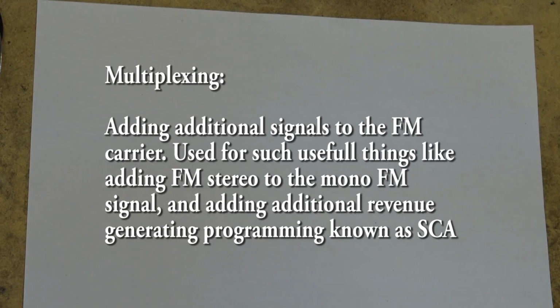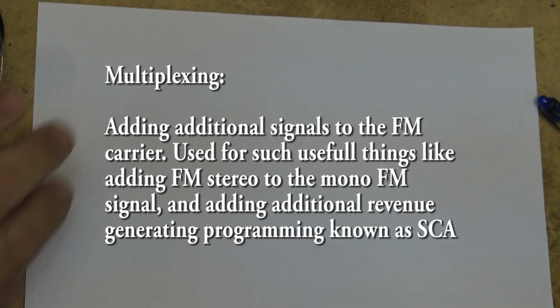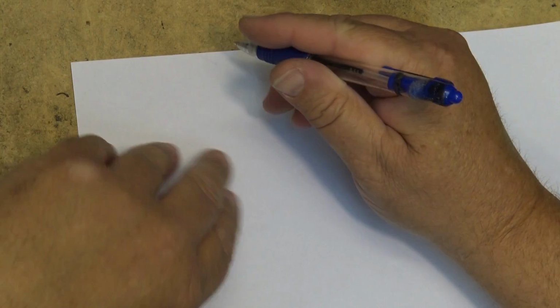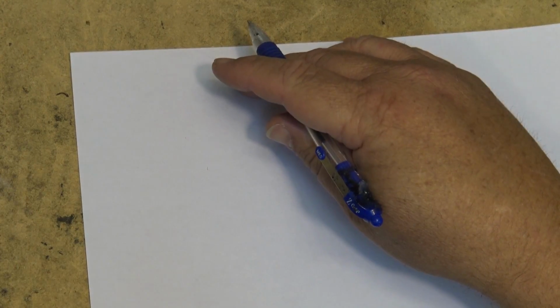Today we're going to talk about multiplexing, and specifically how multiplexing was applied on the FM broadcast band. And most people, when they think about multiplexing, think of FM stereo. I'm going to try and draw this out to illustrate what we refer to as multiplexing.